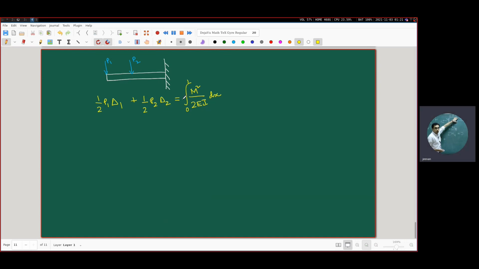But the limitation is that this equation is actually not solvable. It is not solvable because you have two unknowns here, delta 1 and delta 2, and this is just one equation. You have one equation involving the two unknowns, delta 1 and delta 2. Okay, so we need another equation to solve for delta 1 and delta 2.